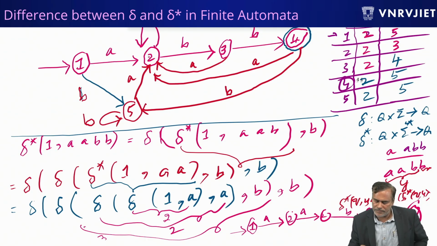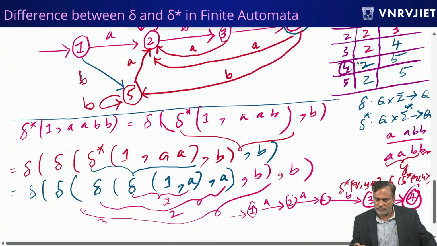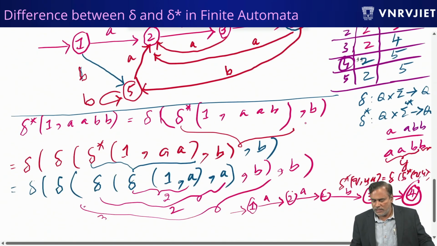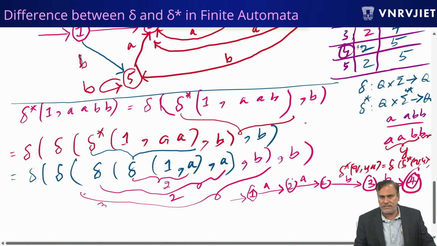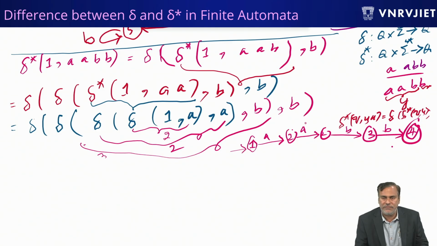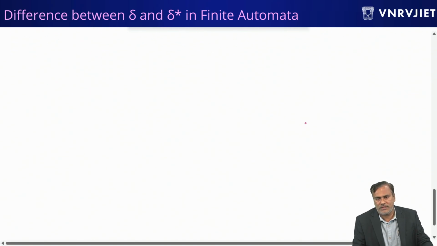That is how it is going to get processed. I think you have clearly understood the basic difference between delta and delta star with respect to NFA and DFA. The same explanation follows for epsilon NFA.